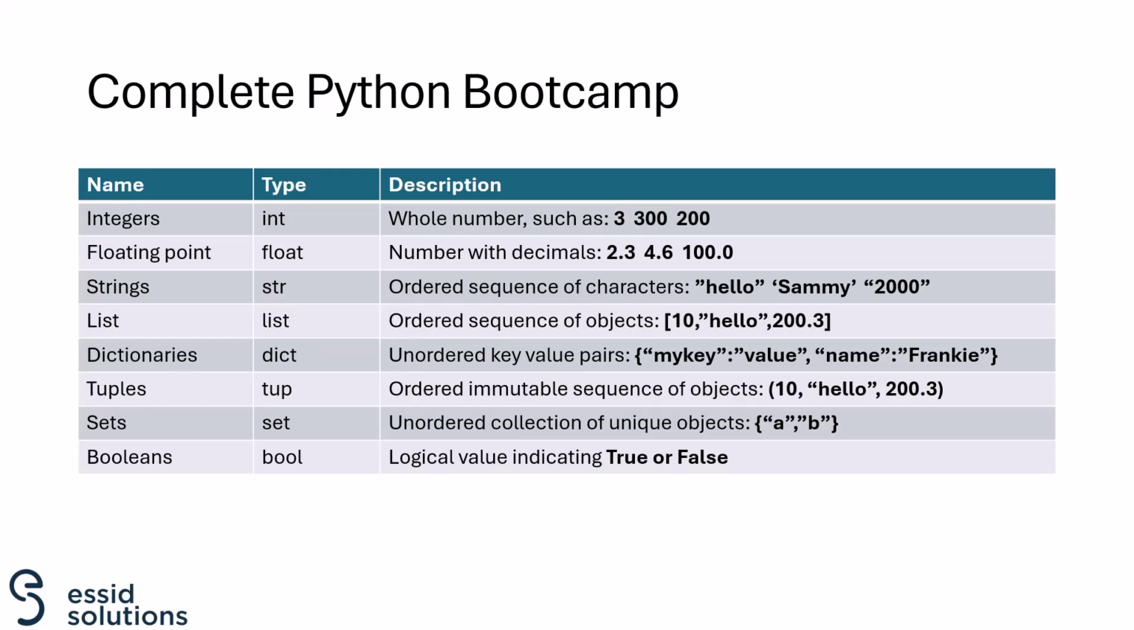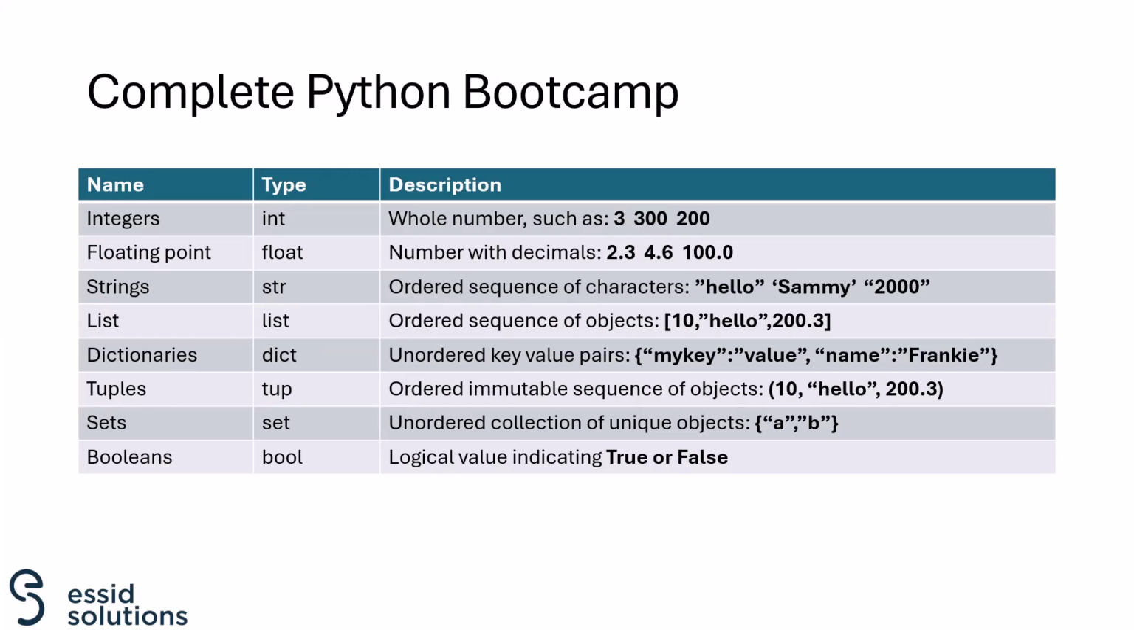Now let's talk about data structures. Those are more specialized than basic data types because they can hold other data objects in some form of sequence or mapping. We start with lists, which are an ordered sequence of objects. Here we can see how square brackets and commas are used to sequence various objects like the number 10, the string hello, and the floating point 200.3.